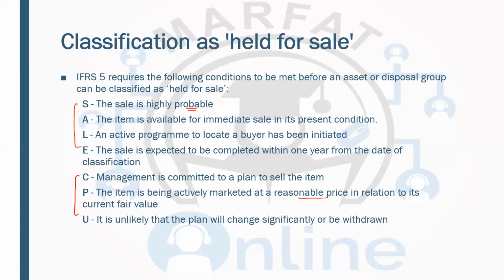So the sale is highly probable. That means you are actually committed to sell the asset. There are more chances that the asset will be sold. The asset is available in its present condition for sale, and you have started marketing it. You have started marketing regarding the sale of that asset, and now you've started receiving offers, and you're responding to those offers as well. And the sale is expected within 12 months. This is the main criteria you should remember: if all of these criteria are met, then you will be able to classify your asset as held for sale.